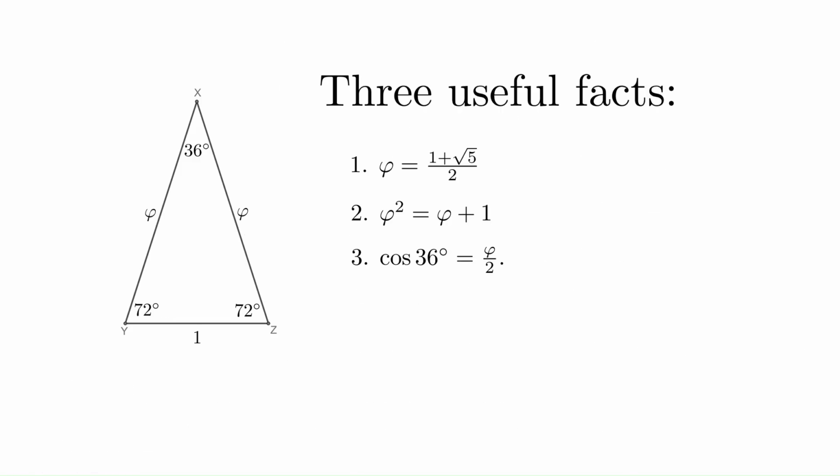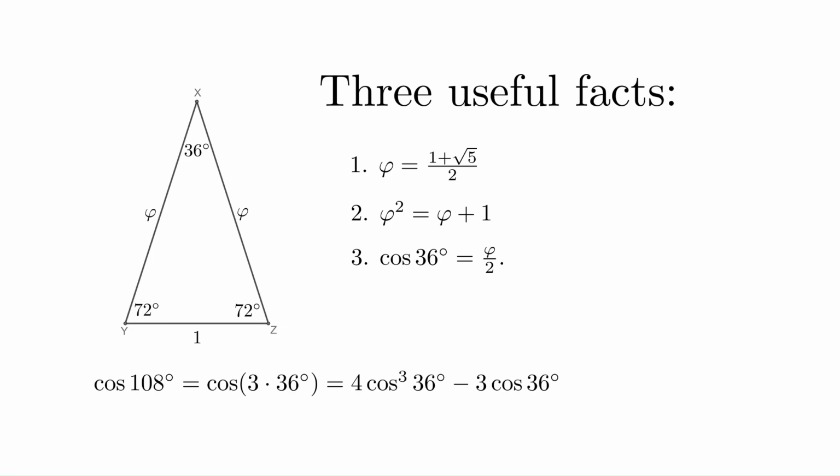To summarize, golden ratio is 1 plus root 5 divided by 2. More importantly, it satisfies a quadratic equation phi squared equals phi plus 1. Also, cosine of 36 degrees is 1/2 of the golden ratio. The third one for cosine can be used to derive cosine value of 108 degrees.